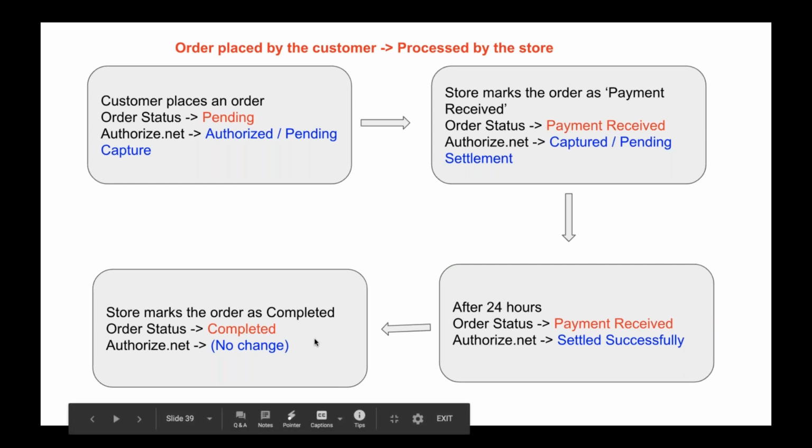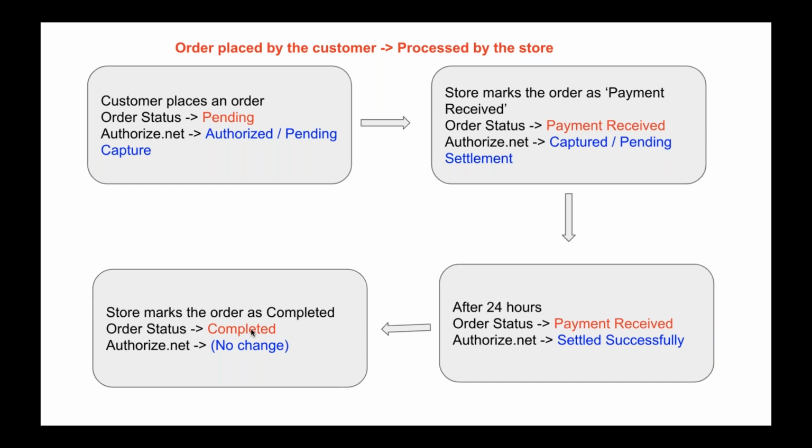And later, the store marks the order as completed. The order status changes to completed. Nothing happens in authorized.net at that time because once it is settled, that's it. The completed status is just a good practice for you to move all orders to completed when you are done, so that later when you run a report, it's easy for you to run a report on all completed orders.